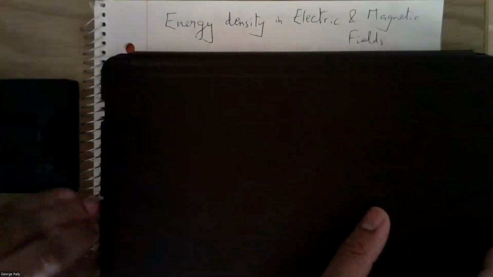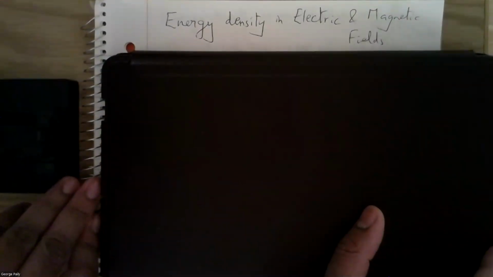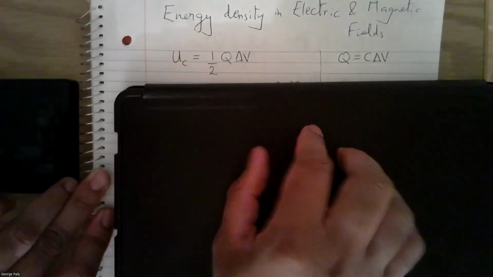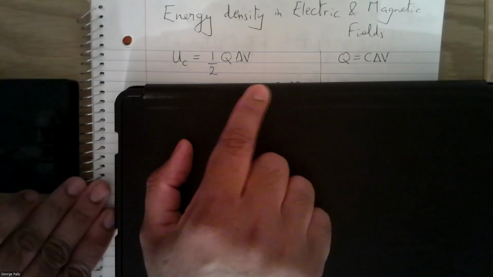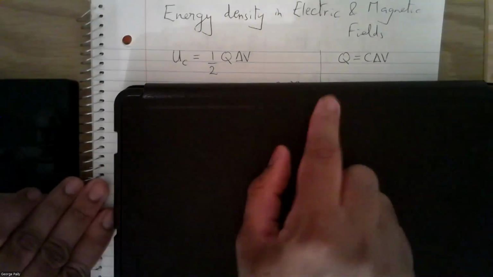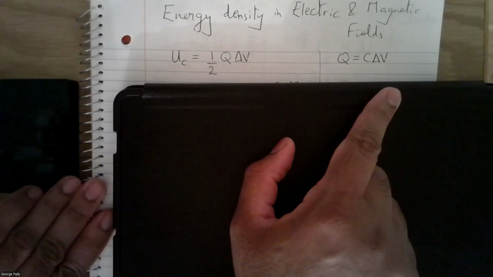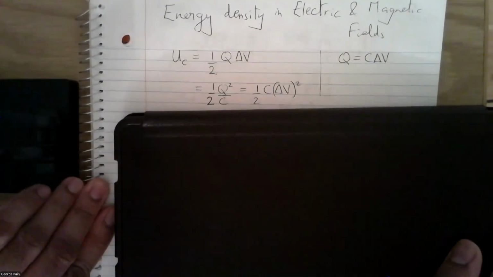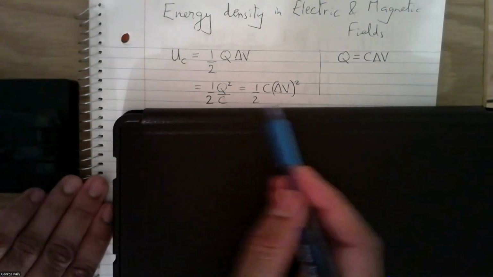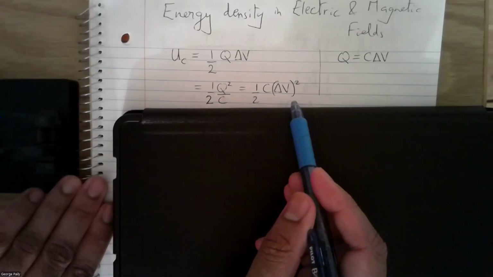In this video, we will look at the idea that electric and magnetic fields can store energy. We'll start with looking at the energy stored in a capacitor. We know the expression is U_C equals 1/2 Q ΔV, but using the relation Q equals CΔV, we can rewrite that in a couple of different ways: 1/2 Q squared over C and 1/2 C ΔV squared.